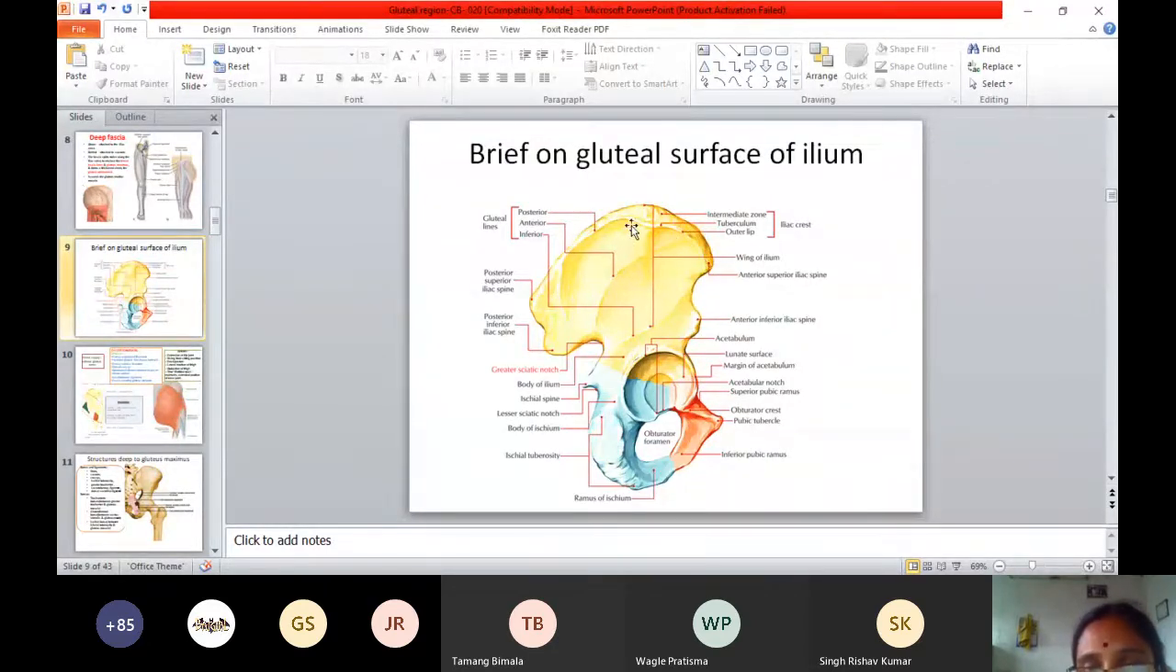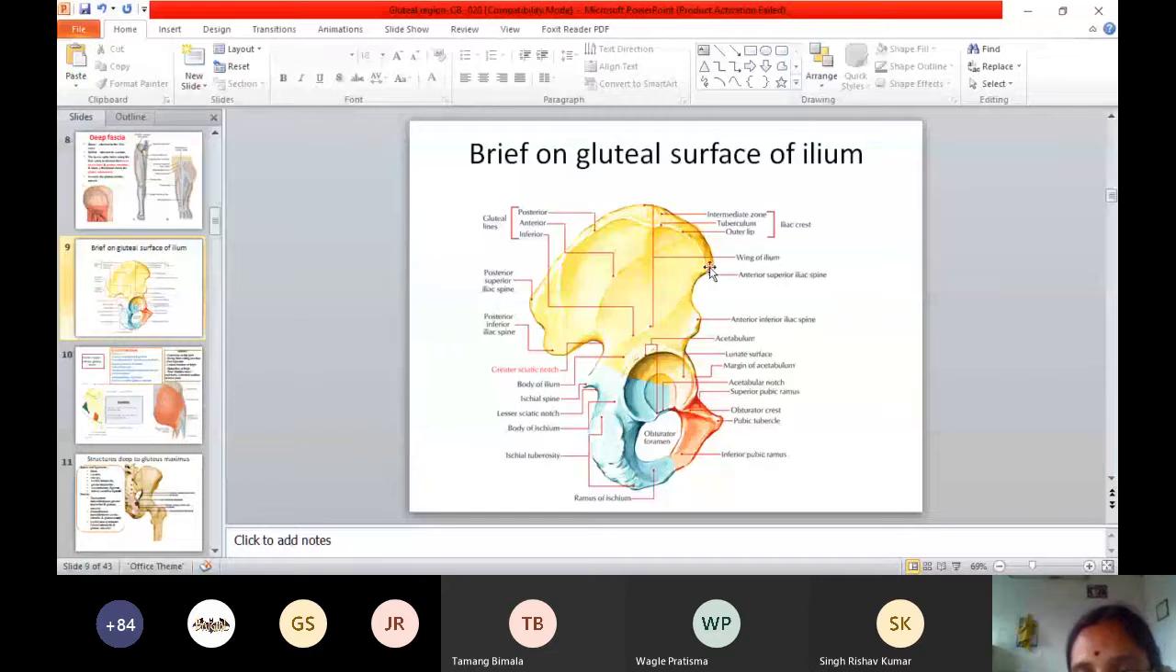Can you see this? This is the outer lip, this is the inner lip, and this is the intermediate area. Five centimeters, 2 inches behind the anterior superior iliac spine, there is a bony projection here. This is known as the iliac tubercle.